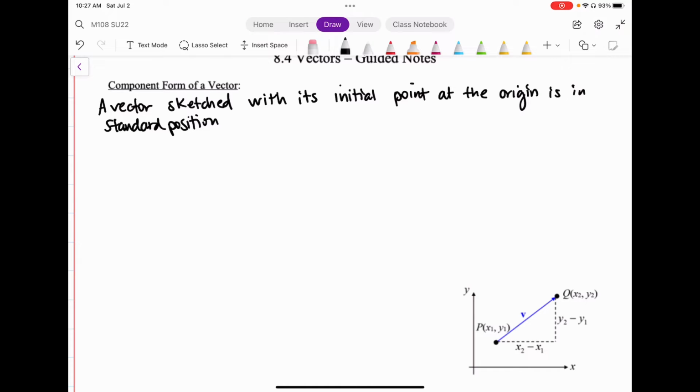Looking at the drawing in the bottom right, you see point 1 we call point P, that's x1 and y1. Point Q, that's our second point, we have x2 and y2, and then the vector is the distance between them. The component form of that vector is given by calculating the distances rather than giving the values. Here we have the component form of vector v, where we're taking x2 minus x1 for the first value, and then y2 minus y1 for the second value.